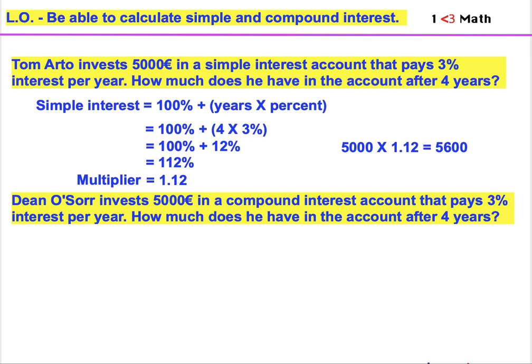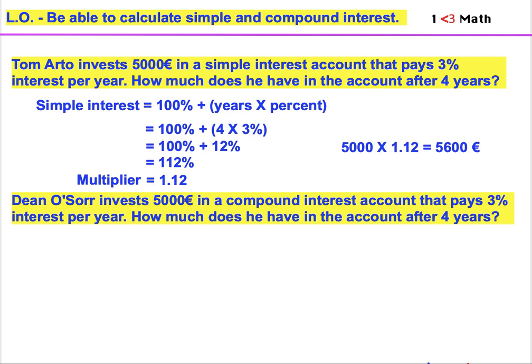Now there's something that we have not got to forget, and that is the units. And in this case, it's euros. So the amount that Tom Arto would have after 4 years would be 5,600 euros. Again, it's years times percent, and we add that onto 100% to get our multiplier.